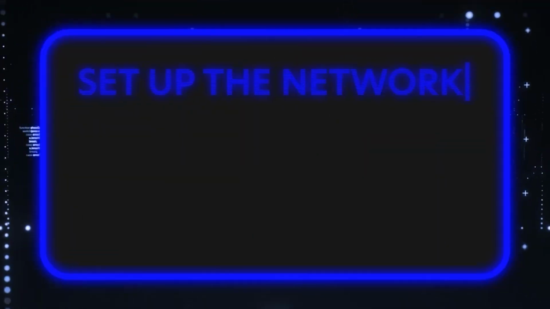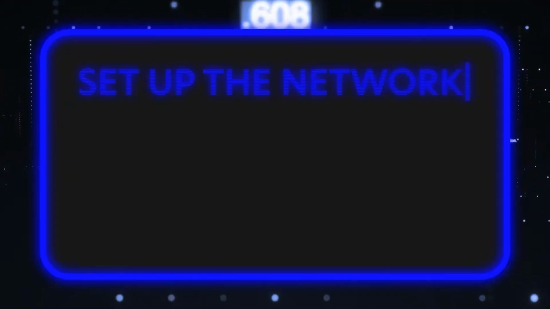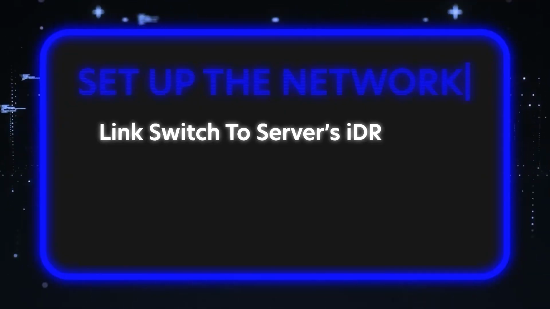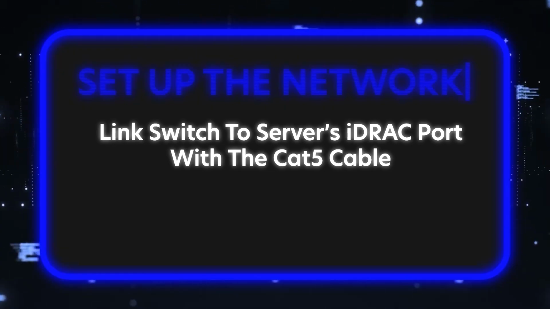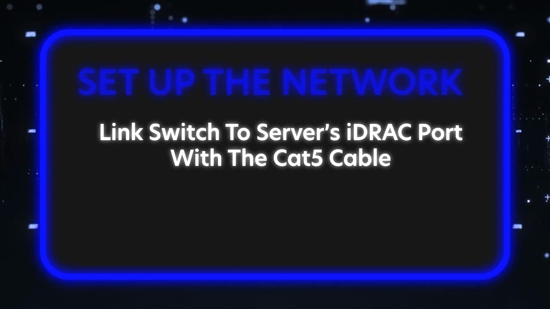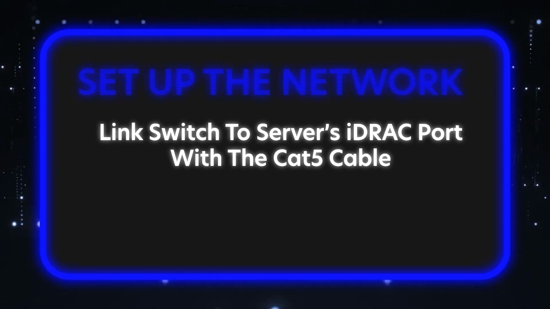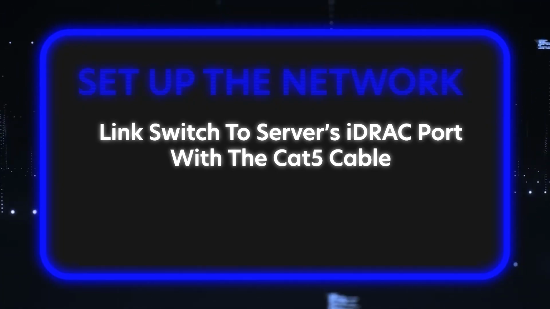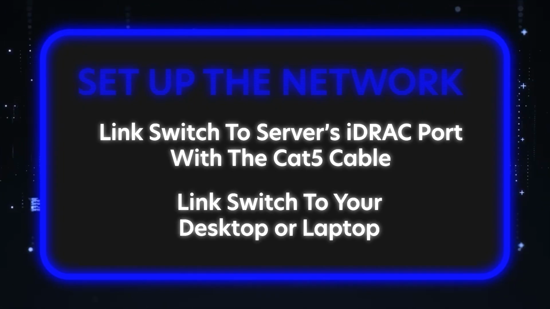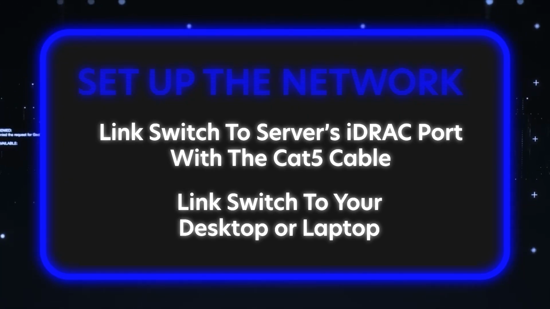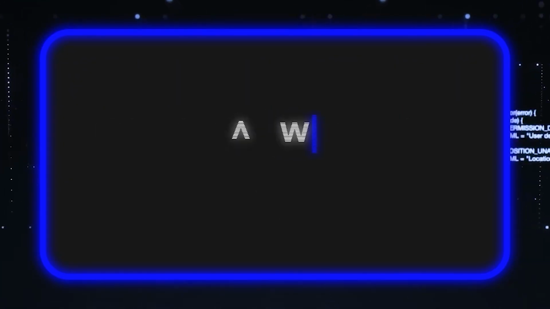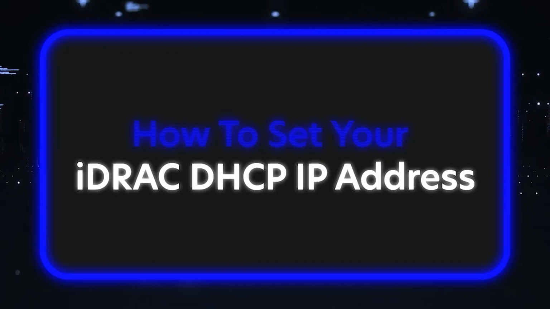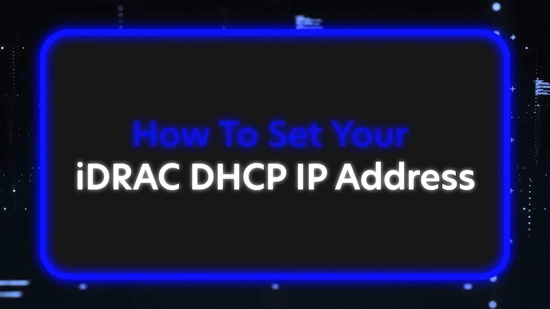All right, so now we need to set up the network before we can do the upgrade. So what we need to do is set up our switch and run the Cat5 cable from the switch to the 15th gen iDRAC port. Note this is not the network port, it is the iDRAC port, and we need to run a second cable from the switch to our laptop or our desktop.